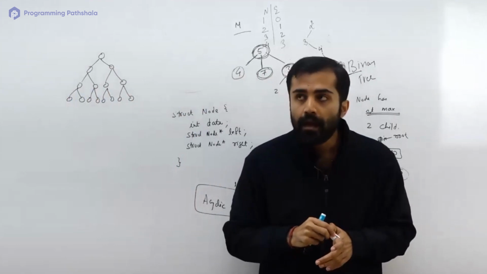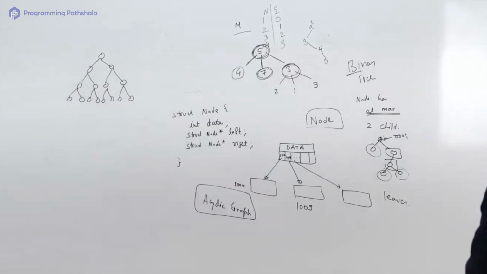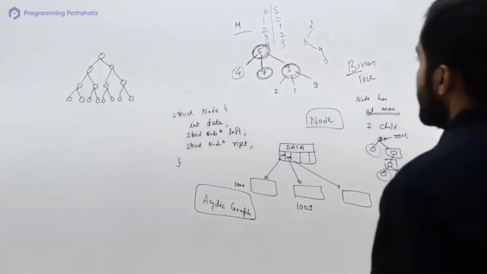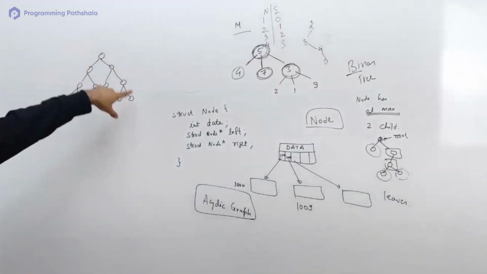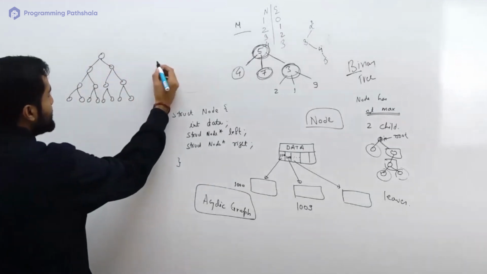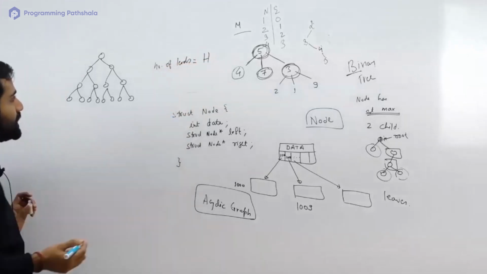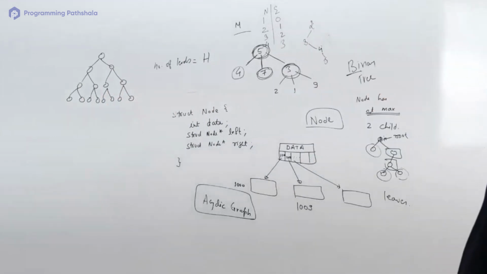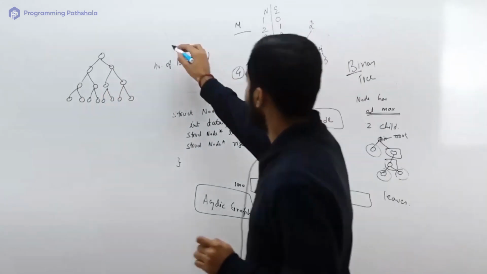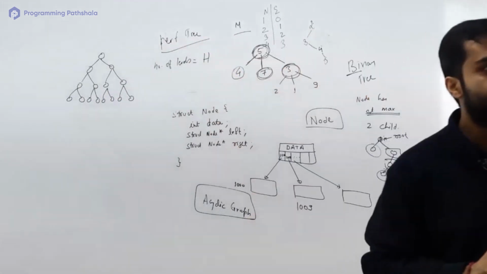Okay, so can you count the number of levels? How many levels are there in this tree? Okay, so there are 4 levels. So this is your level 1, level 2, level 3, level 4. Now, let's say you have a perfect tree where the number of levels is, let's say, h, then how many nodes will be there in that tree? Very simple question. What is the total number of nodes in a perfect tree? Let me write: perfect tree where number of levels is h.